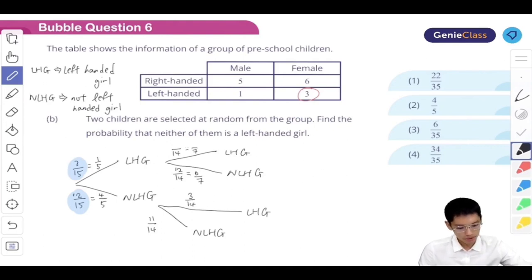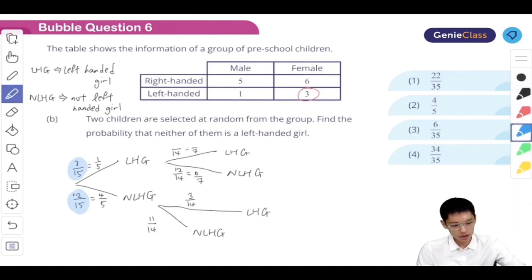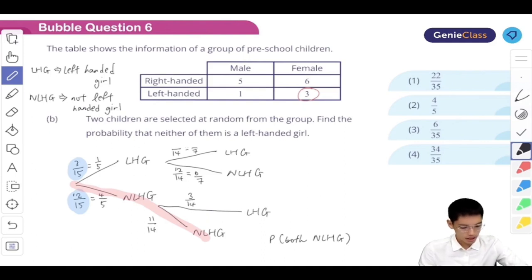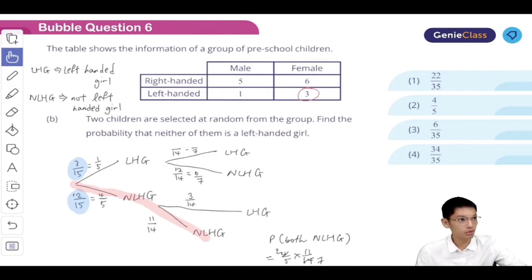I can simplify further. In this case, I want neither to be a left-handed girl. From here, we trace the branches. Non-left-handed girl, non-left-handed girl. Henceforth, all I need to do is write down my total fractions, which is none other than the probability of both non-left-handed girl, which is 4 over 5 times 11 over 14. Simplify further, this is going to give me 22 over 35, which brings down to my answer over here.